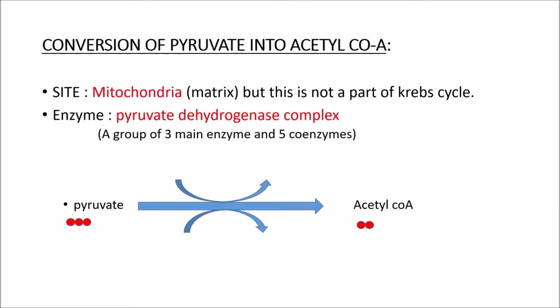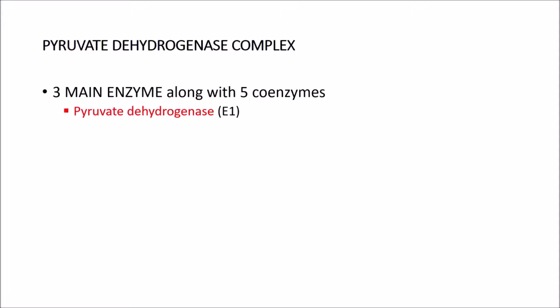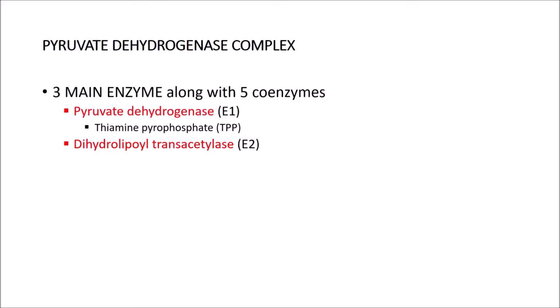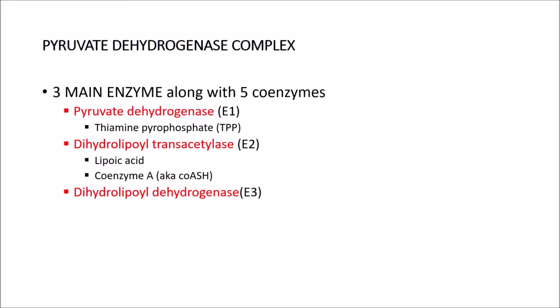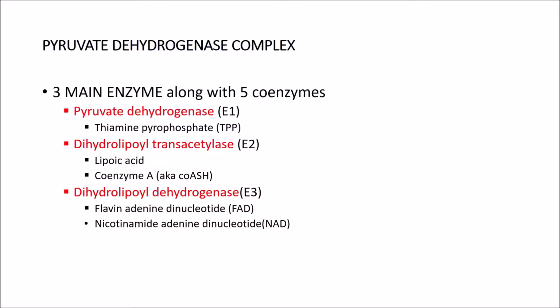The pyruvate will convert into acetyl CoA by decarboxylation and adding one coenzyme A, and NAD is reduced to NADH. Now let's talk about the pyruvate dehydrogenase complex: what are those 3 main enzymes and 5 coenzymes. The first enzyme is pyruvate dehydrogenase E1, and the coenzyme which works along with it is thiamine pyrophosphate. The second one is dihydrolipoyl transacetylase. The coenzymes are lipoic acid and coenzyme A. The third enzyme is dihydrolipoyl dehydrogenase, and the coenzymes are FAD and NAD.